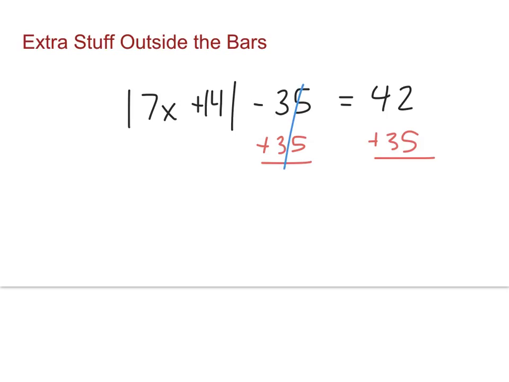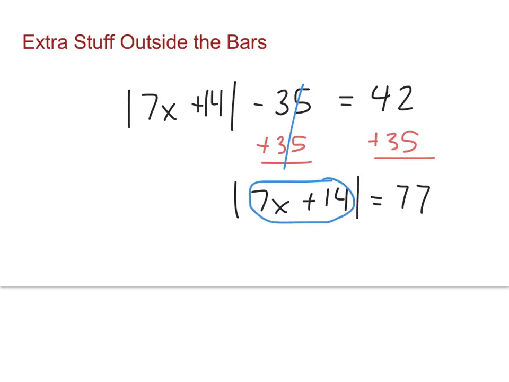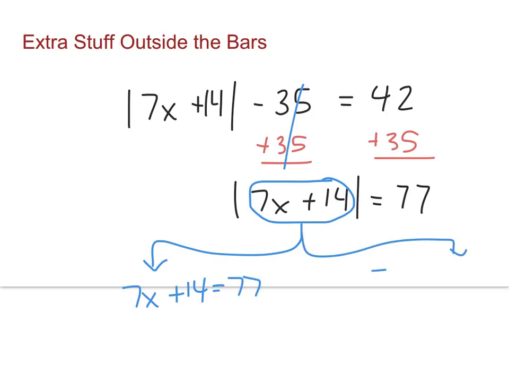This crosses out, but I'm still left with the absolute value expression, which is 7x plus 14. Absolute value of 7x plus 14. And then if I add 42 and 35, that's what, 77? Yes. At this point, we're down to where we have to address the absolute value bars. And so this is where I say, hey, this expression is either going to equal positive 77 or that expression is going to equal negative 77.